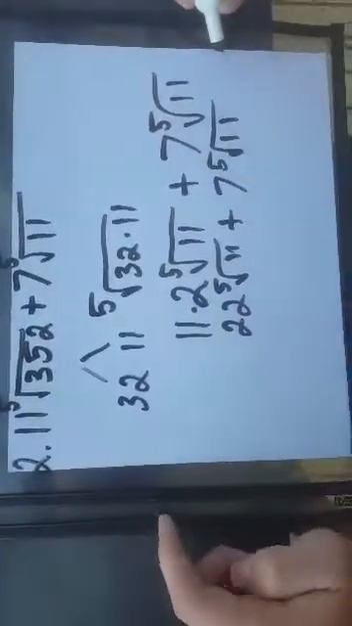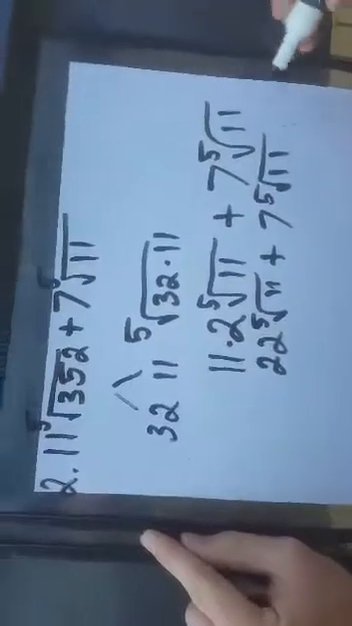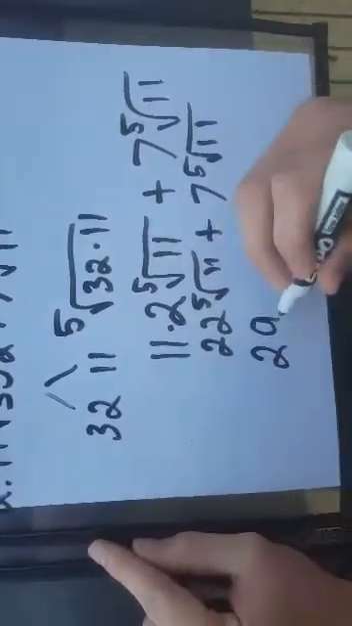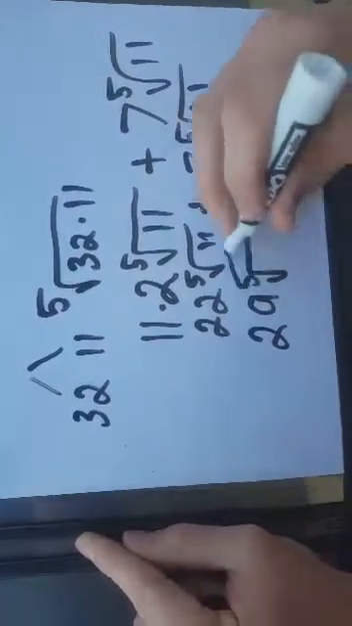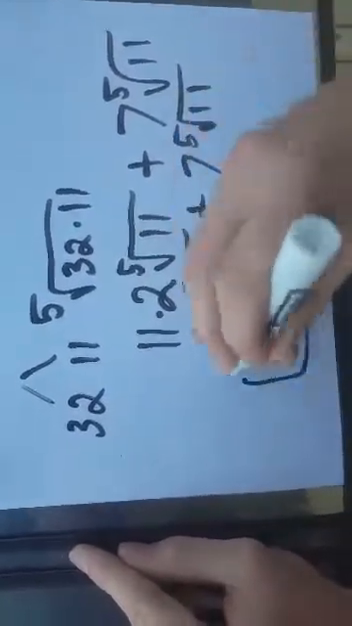Now you have the same number under the radical, so you can just add the coefficients, which equals 29 fifth root of 11. That is your answer.